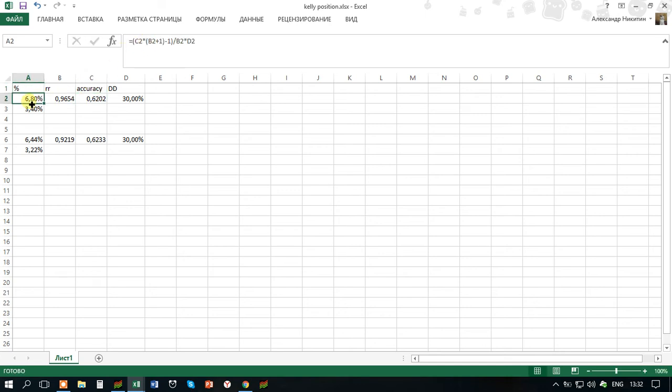Okay, the formula looks this way. You need your accuracy, and you should multiply it by risk to reward plus 1, and then minus 1. And the whole number you have, you should divide by risk to reward again, and you will have a number, and then you should multiply it by the drawdown you are looking at.